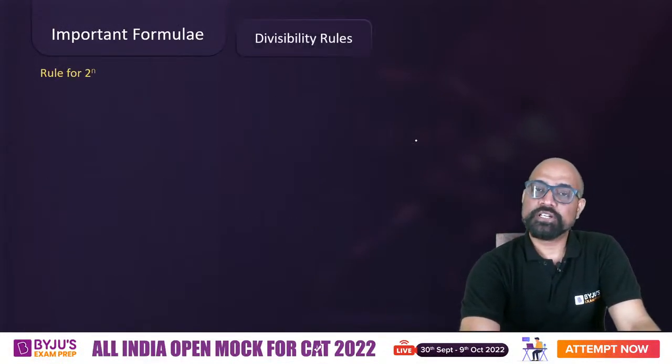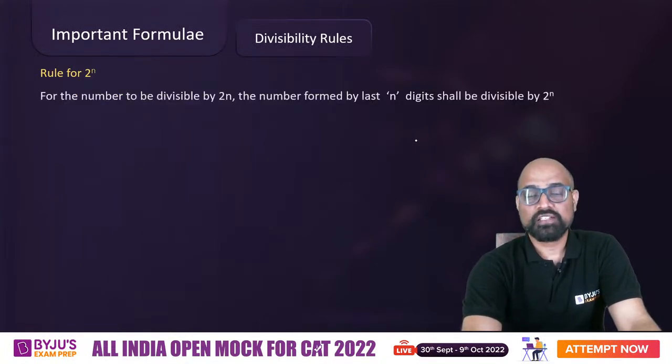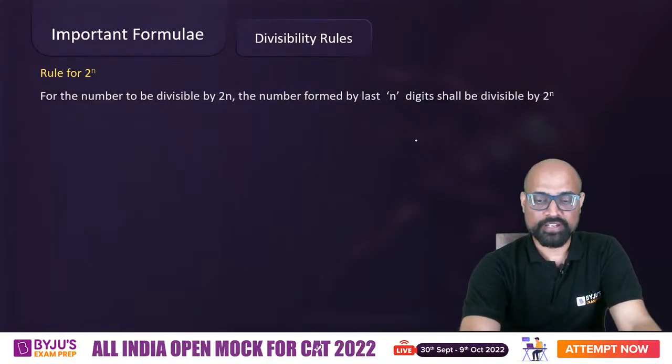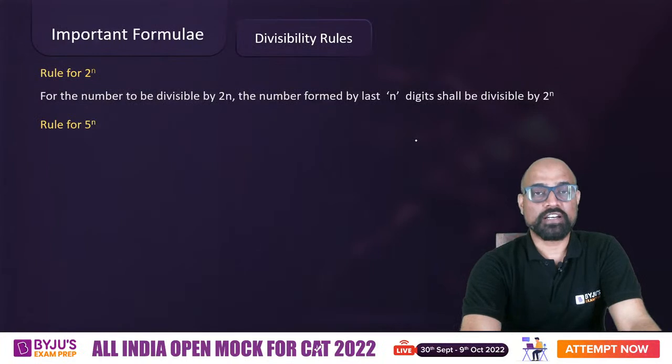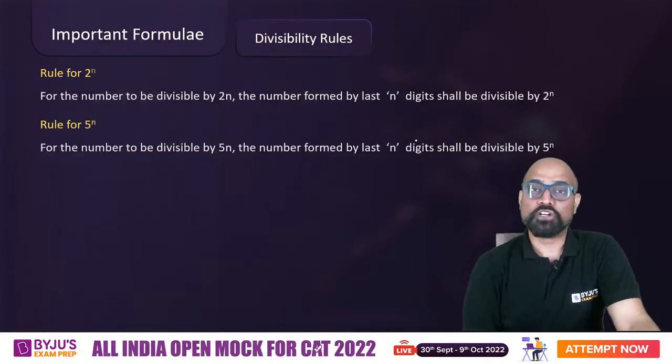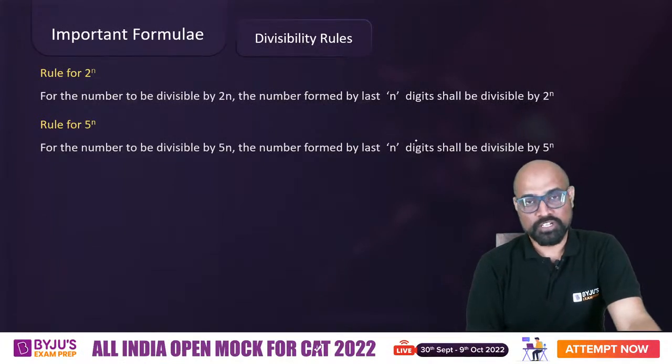Next, divisibility rules. What is the rule for checking if a number is divisible by 2 to the power n? You check the last n digits of that number and divide by 2 to the power n. What about a number of the form 5 to the power n? You use the same rule as for 2 to the power n: check the last n digits of the number and divide by 5 to the power n to see what remainder you get.